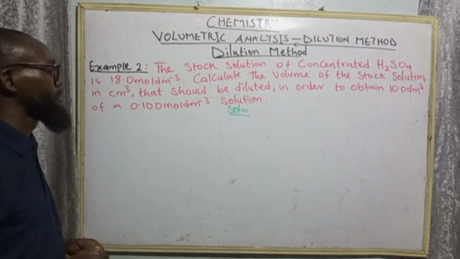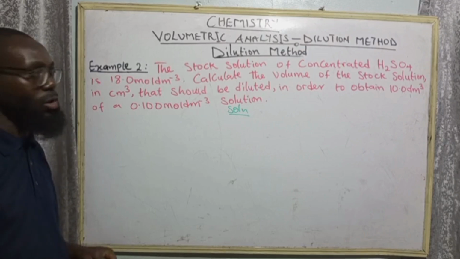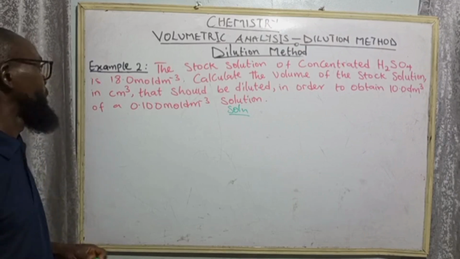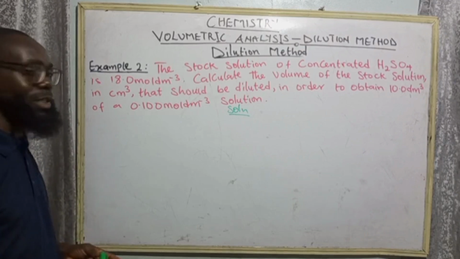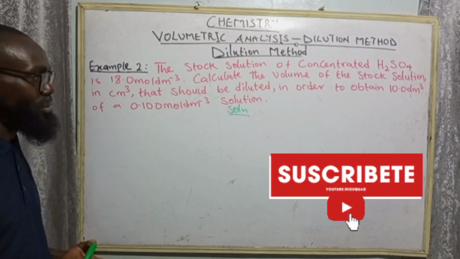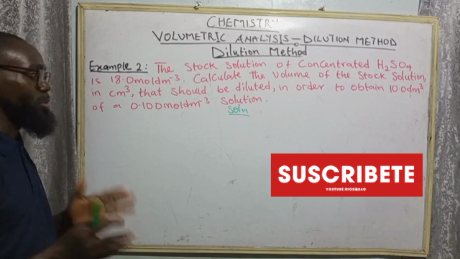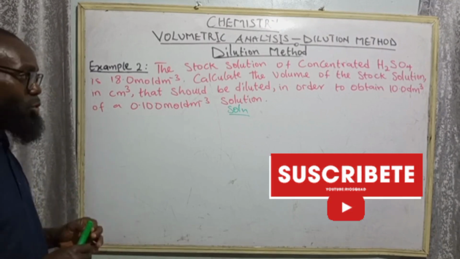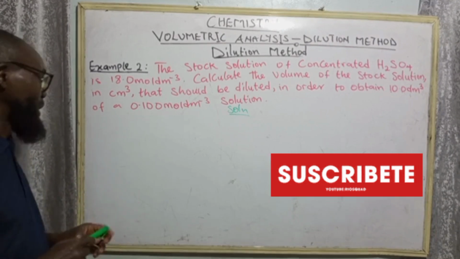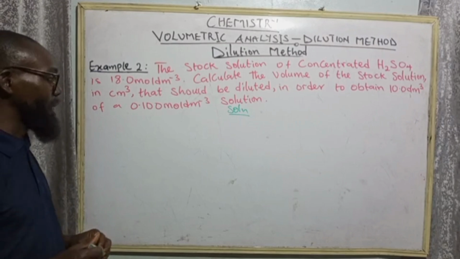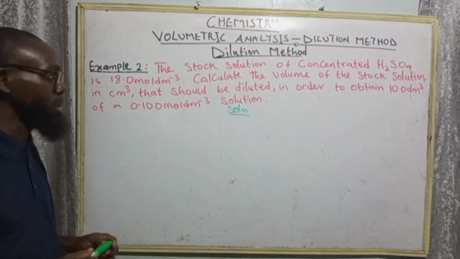Example 2. The stock solution of concentrated H2SO4 is 18.0 mole per dm cube. Calculate the volume of the stock solution in centimeter cube that should be diluted in order to obtain 10.0 dm cube of a 0.100 mole per dm cube solution.